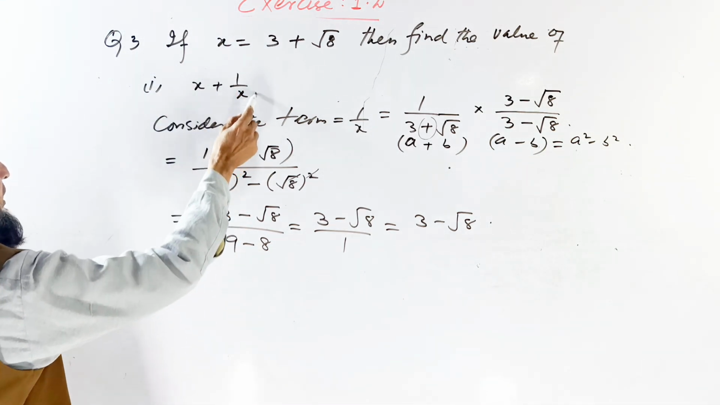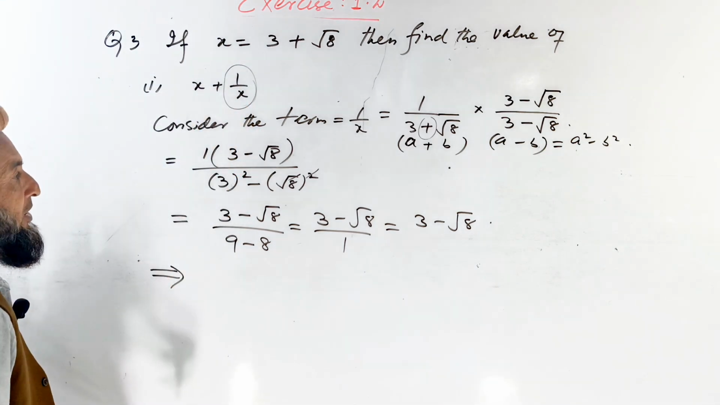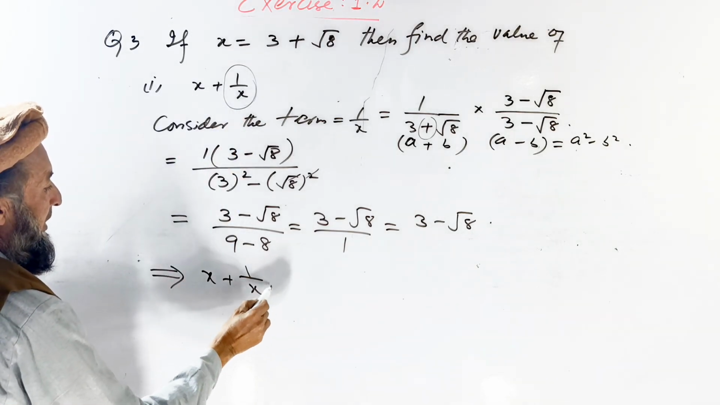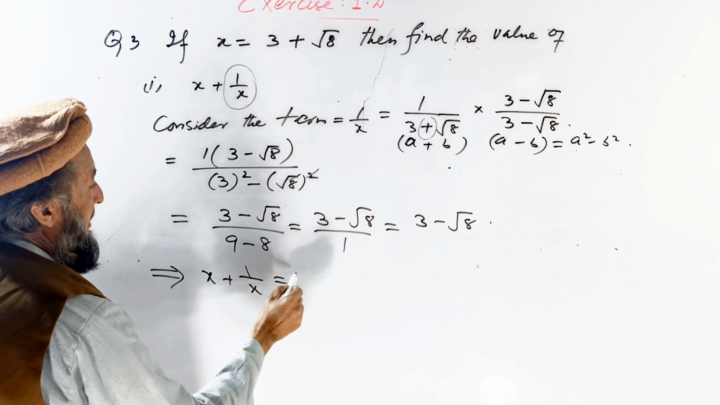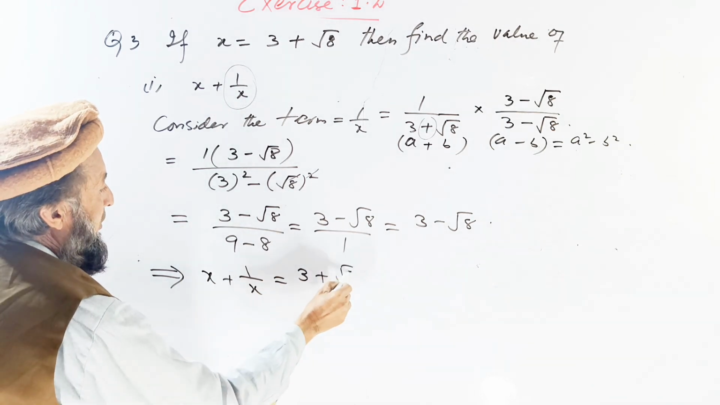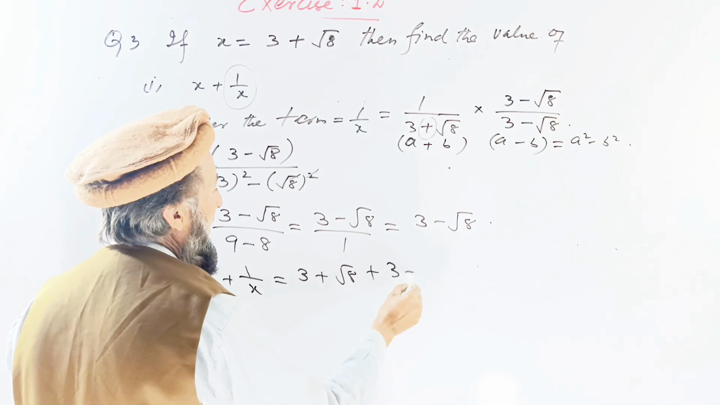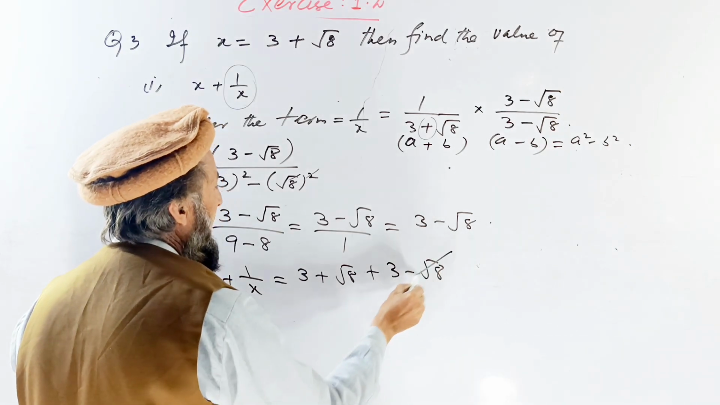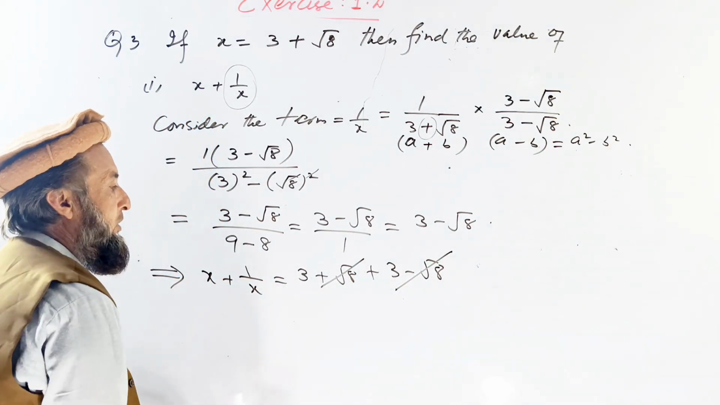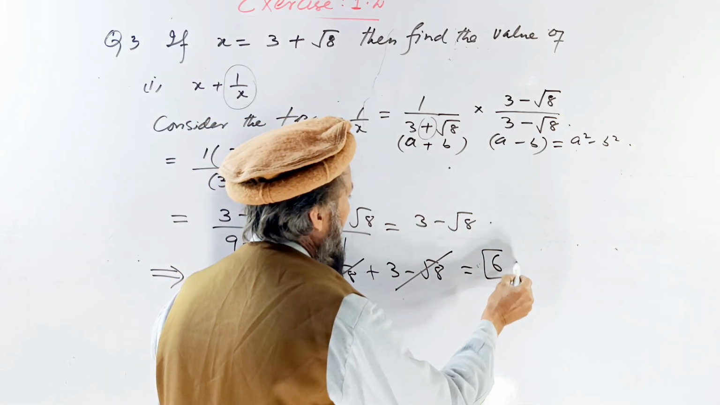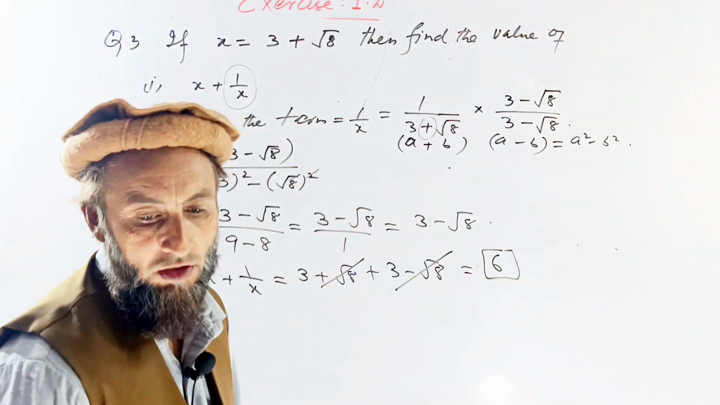Now we are going back to the question. Here we have already found 1 by x, now we add the terms x plus 1 over x. x is given as 3 plus square root of 8, plus 1 over x, which is 3 minus square root of 8. One is positive, one is negative, so both cancel. We get here 6. 6 is the answer of this question.